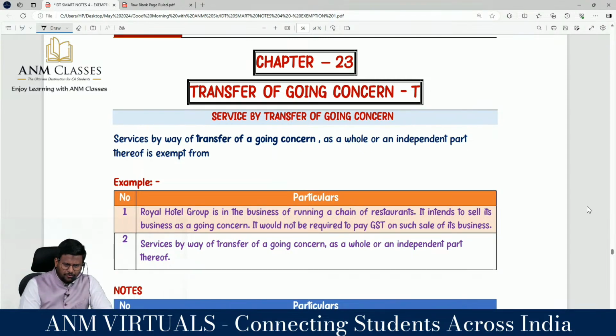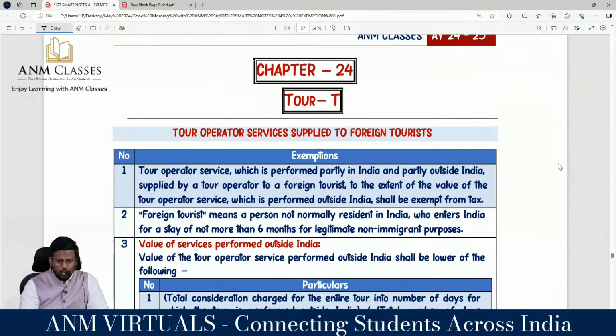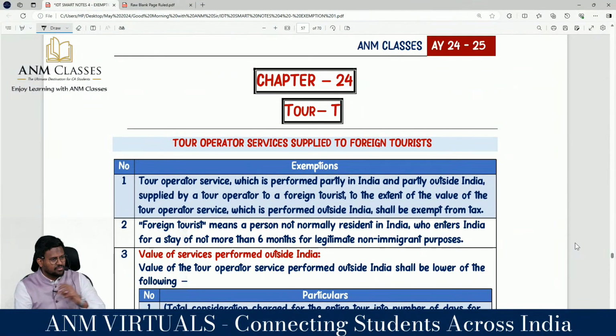So service by way of transfer of a going concern as a whole or an independent part thereof is exempt from GST. That means you are selling a part of the business. Service provided by way of transfer of a going concern, either as a whole or an independent part thereof, is exempt from GST. We know what the independent part thereof is all about. So T stands for transfer of going concern, and T also stands for tour operating services, right?